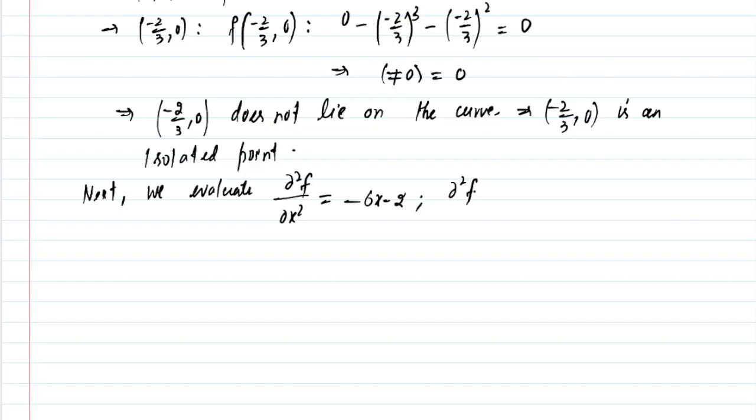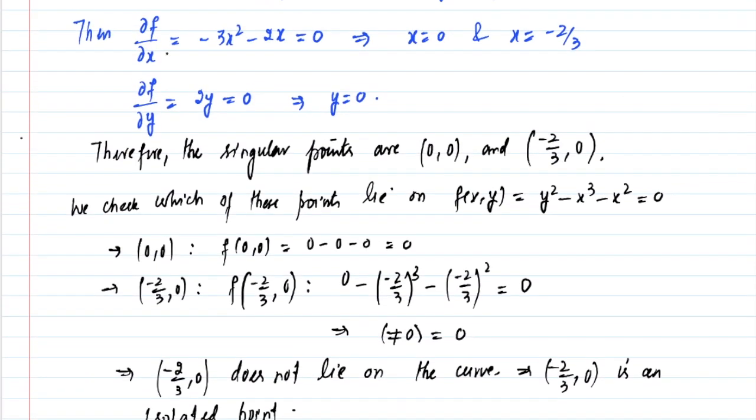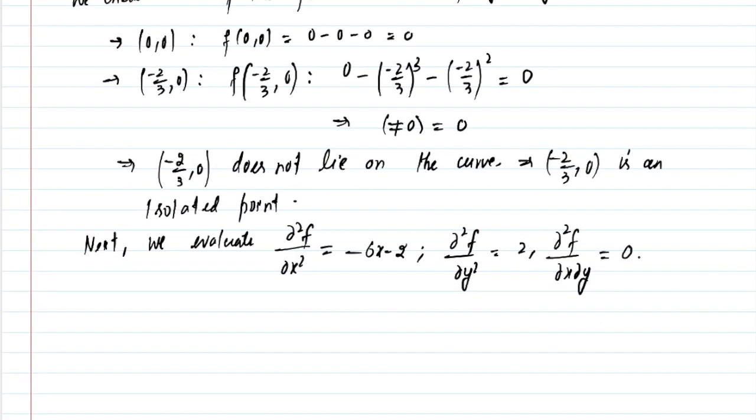Similarly, del square f by del y square will be equal to 2, and then del square f by del x del y. Here we have two ways to evaluate it. Either we differentiate del f by del x with respect to y, or we differentiate del f by del y with respect to x. If we differentiate del f by del x with respect to y, we get 0. If we differentiate del f by del y with respect to x, we again get 0. So therefore, this is equal to 0.